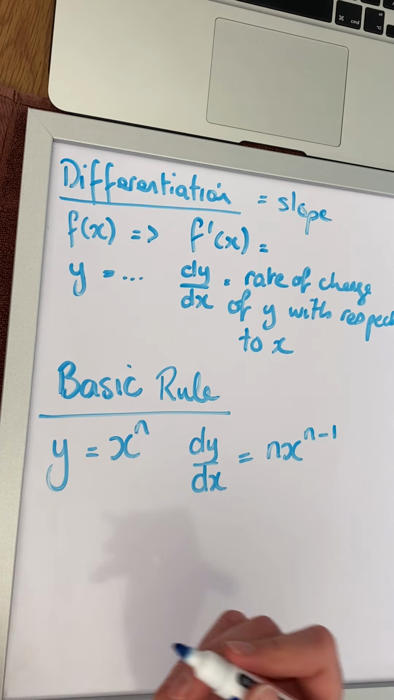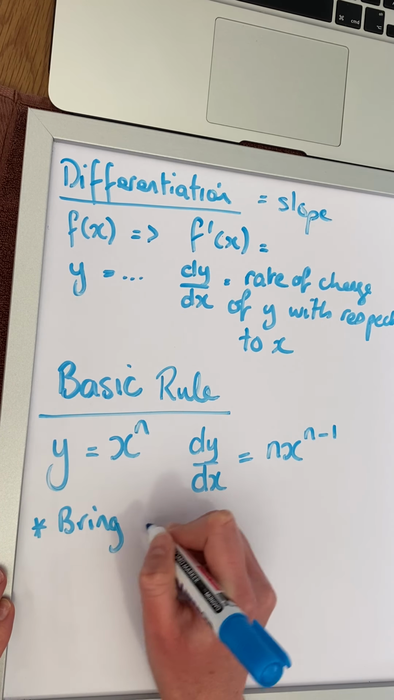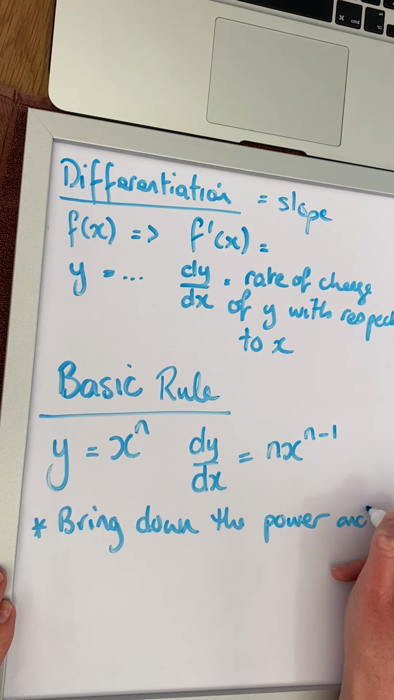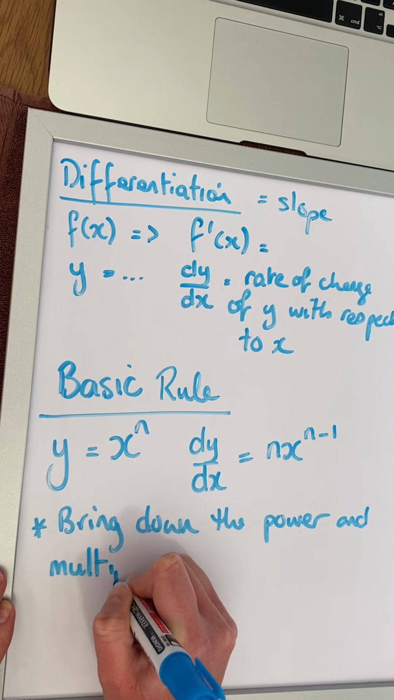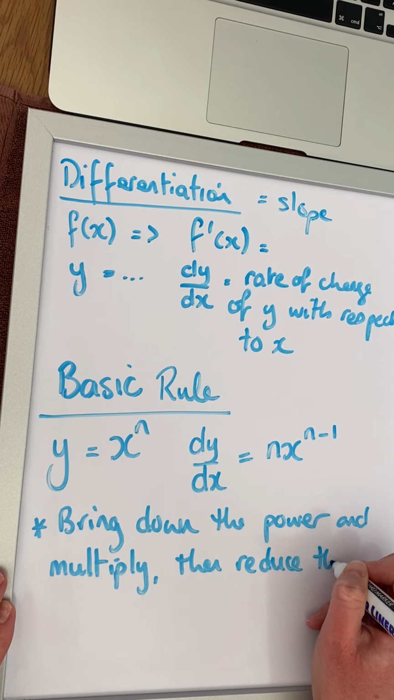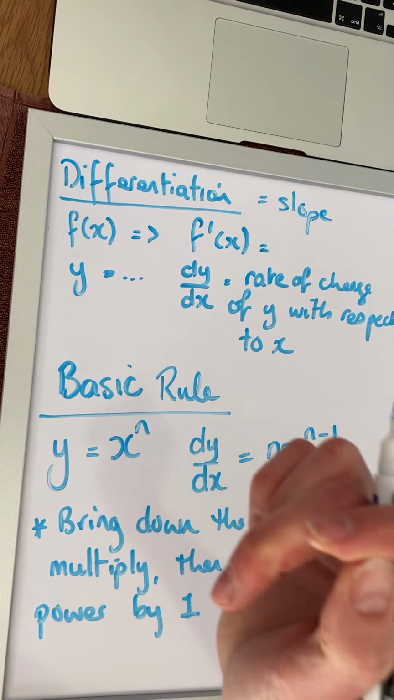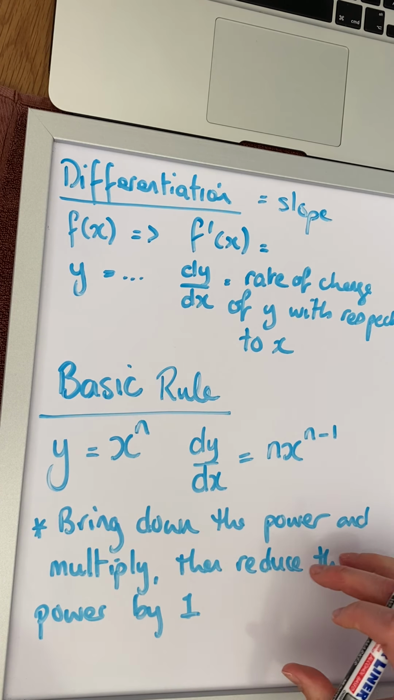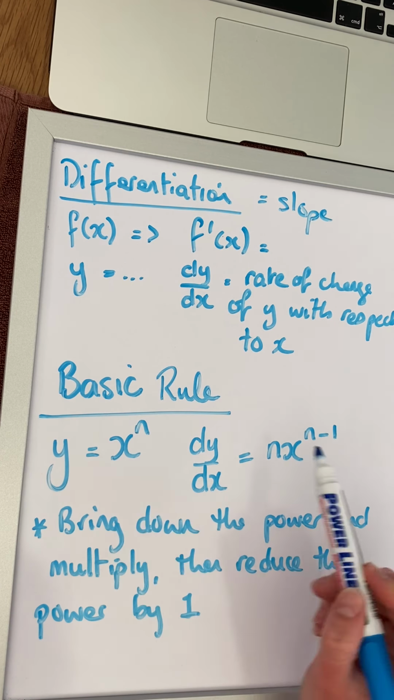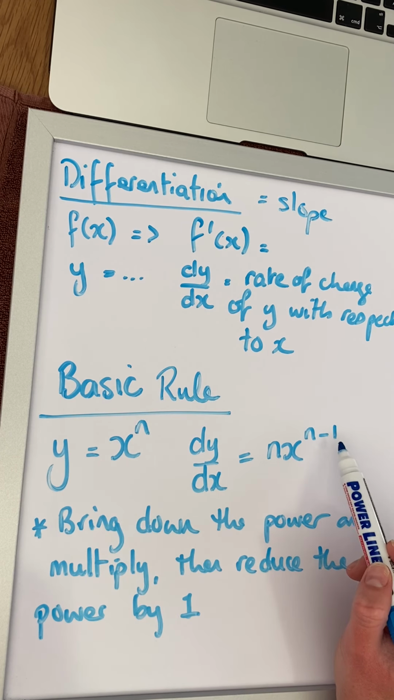So in English terms, just to make it easy, we bring down the power and multiply, then reduce the power by 1. Some people find it easier to look at the rule in English terms first, and this is exactly what we're doing. We bring down the power to the front of the function, so that's where our n in front of here comes from, and then we reduce the power by 1.